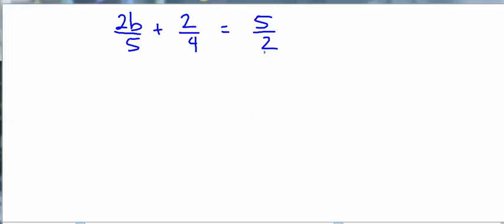You got fractions in your problem you don't like, get rid of them. And this is the technique to get rid of them. So if you multiply everything in this problem by, what did we say, 20? So we're going to go times 20. This gets tight, so it's times 20 and it's times 20.